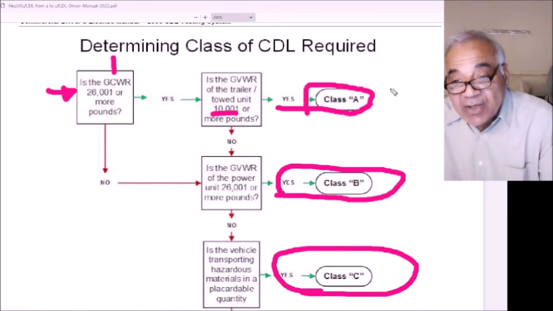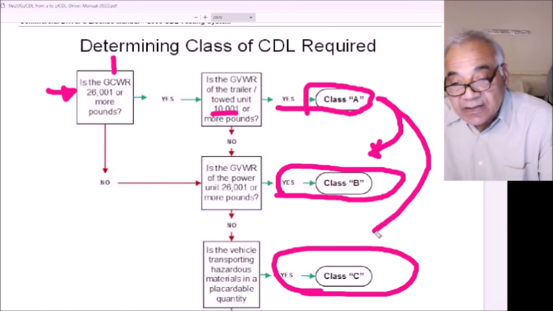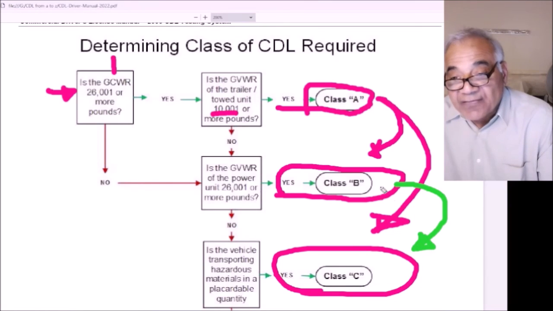If you have Class A, you can drive B and you can drive C, provided that you have the endorsement. If you have B, you can drive B and C. If you have C, C only, you cannot drive the other ones.